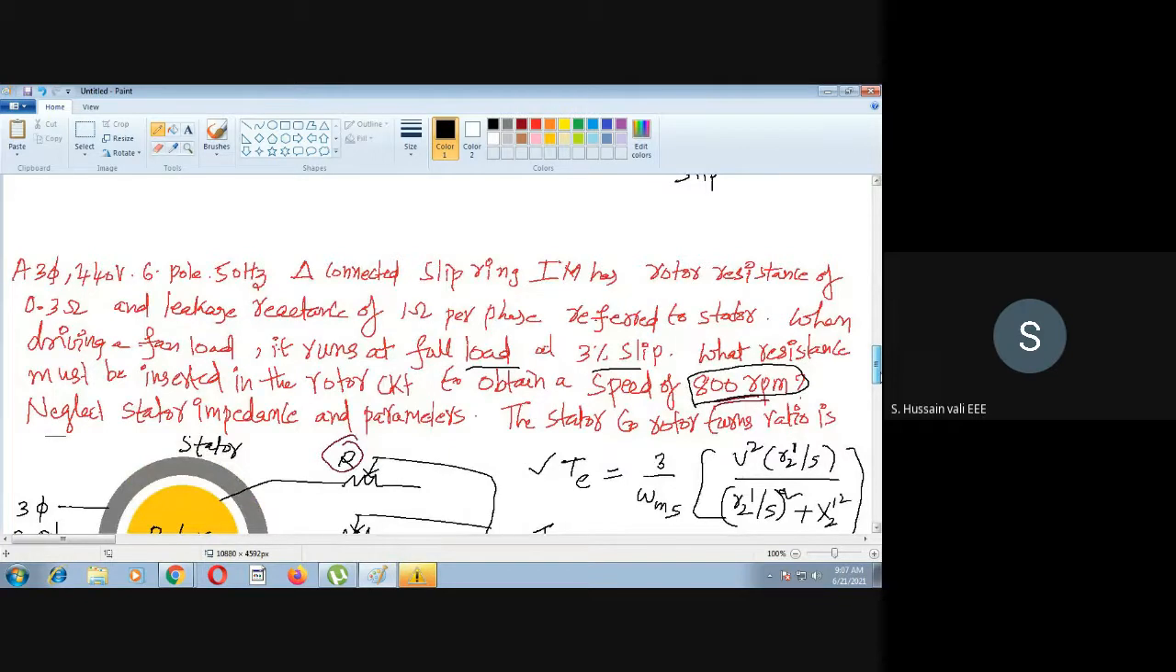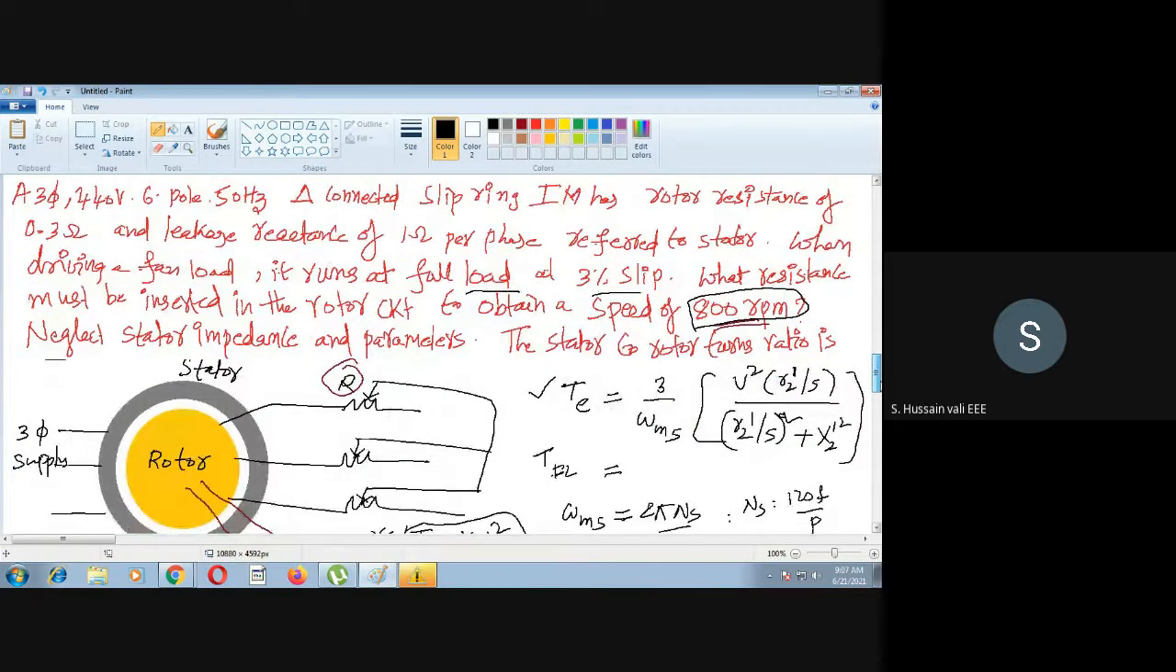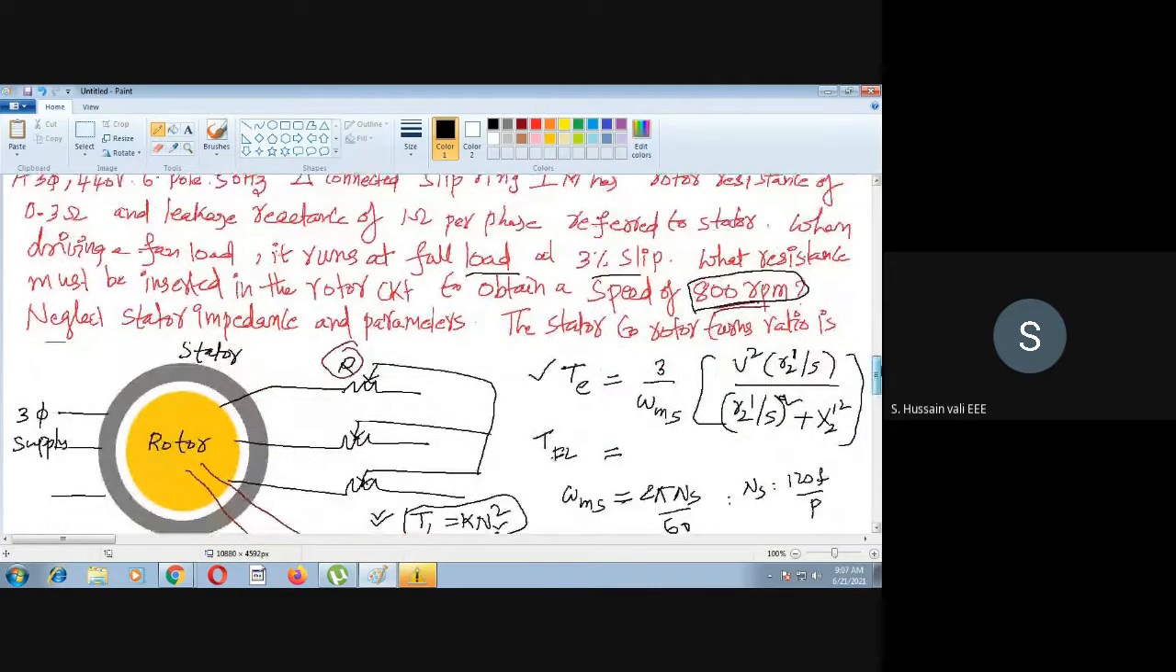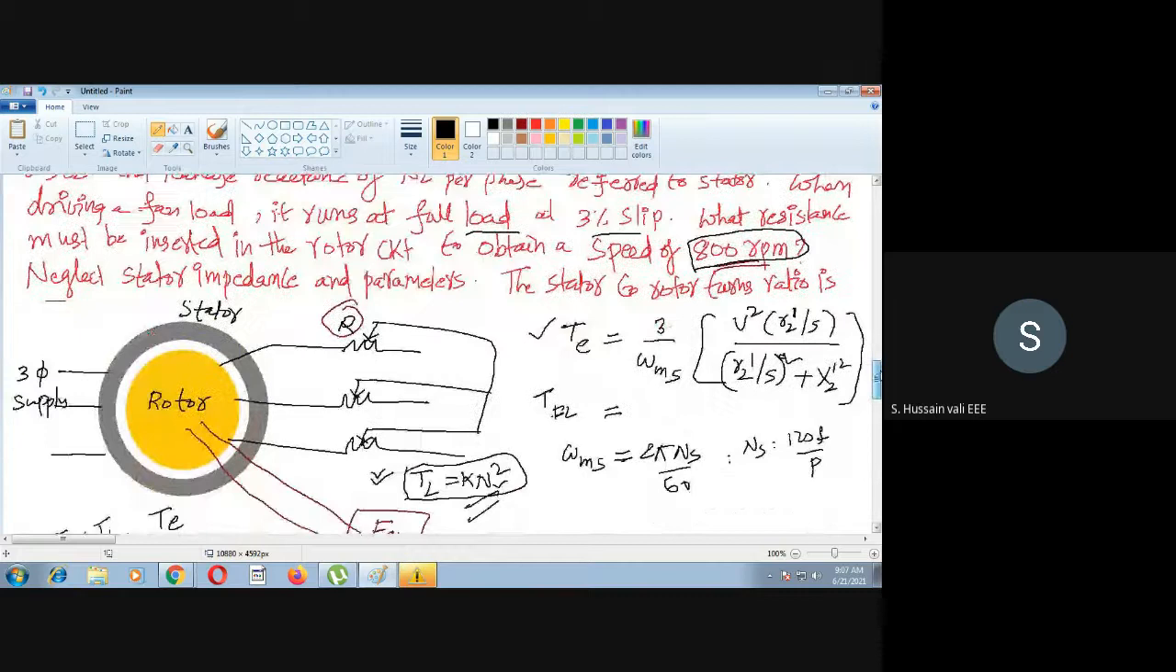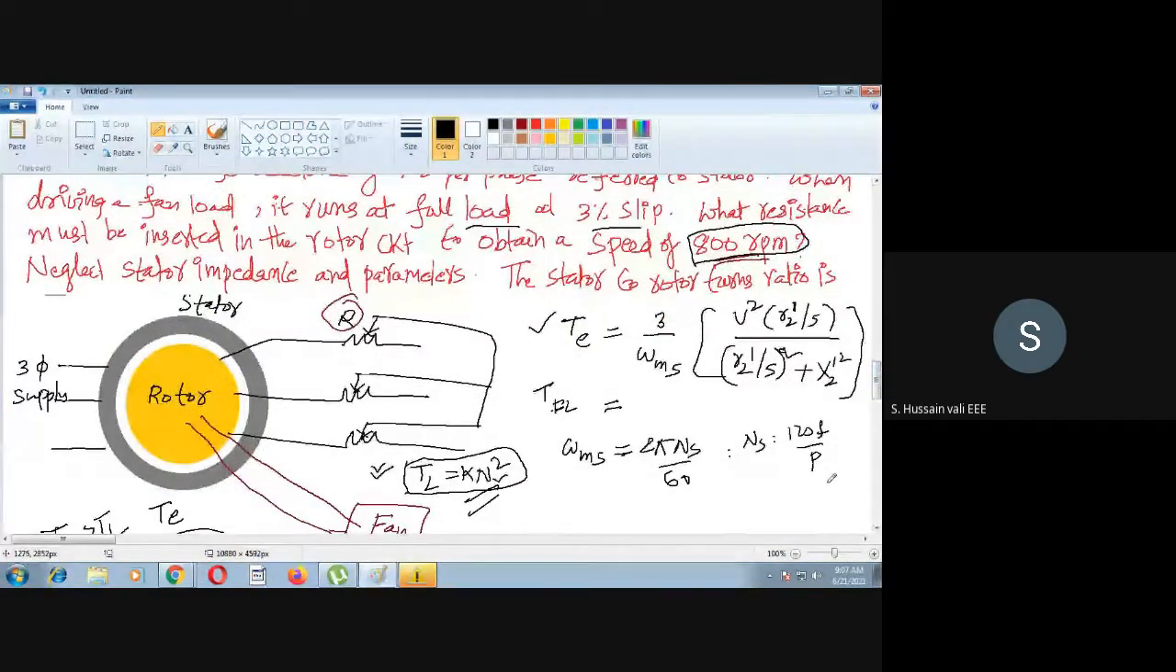I think this data he has not given, so we have to find it ourselves. F is 50, and there are 6 poles, so you will get ns as 1000 rpm. Substitute 1000 here, then you will get the answer approximately 104.72. So you got omega ms.